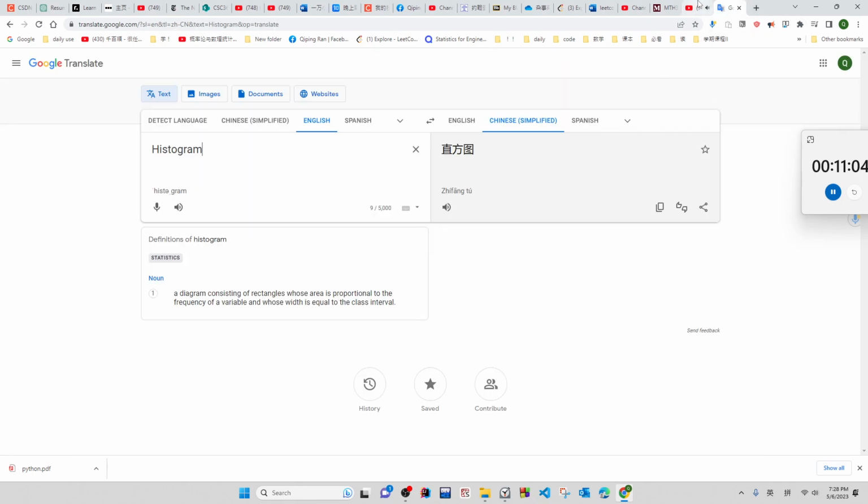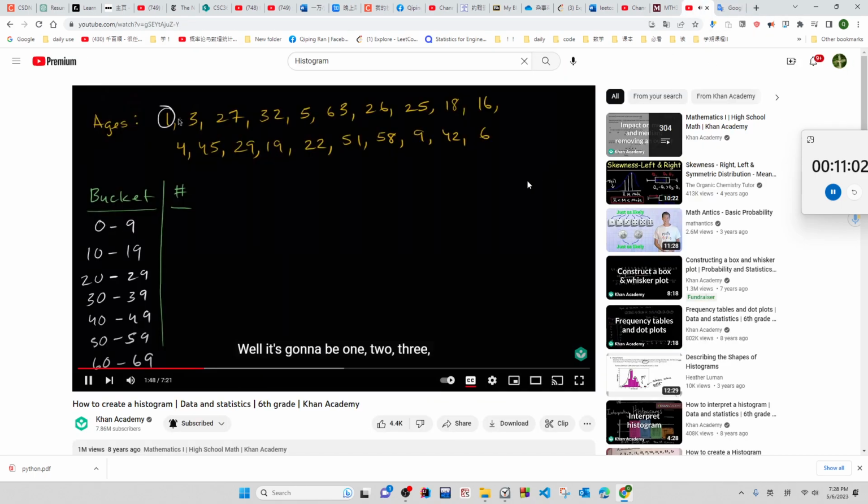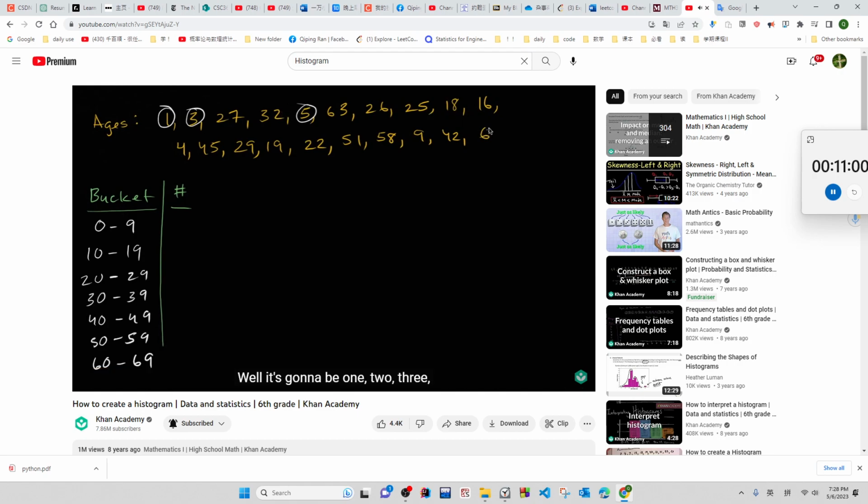So then how many people fall into the 0 to 9-year-old bucket? That's going to be 1, 2, 3, 4, 5, 6 people fall into that bucket. How many people fall into the 10 to 19-year-old bucket? Well, let's see. 1, 2, 3. 3 people. And I think you see where this is going. What about 20 to 29? It's 1, 2, 3, 4, 5 people. 5 people fall into that bucket.